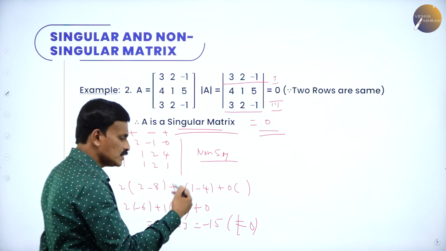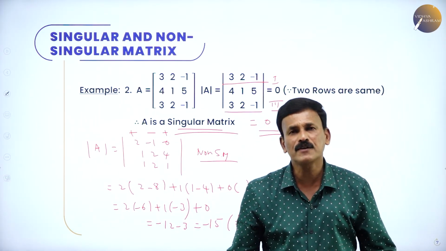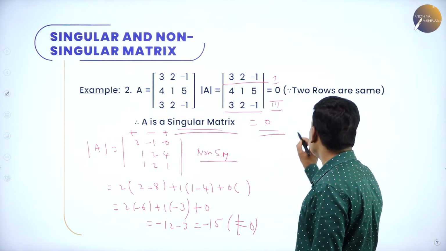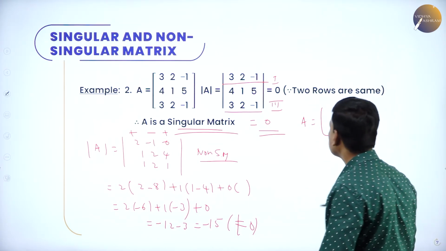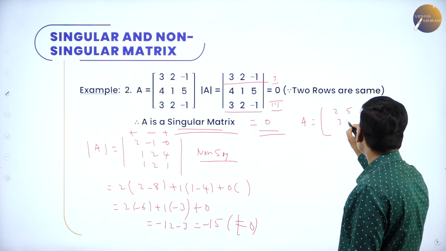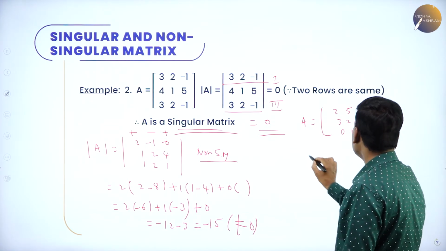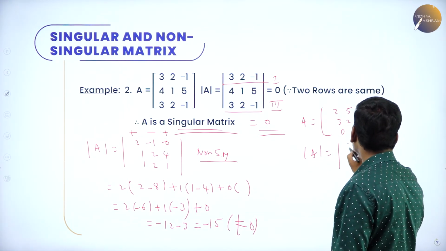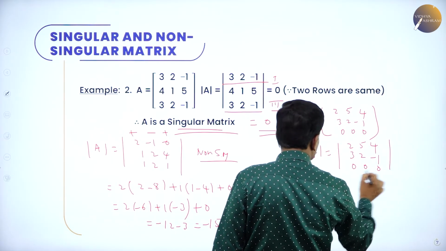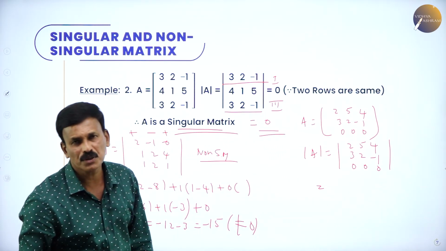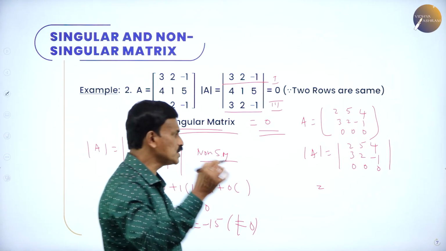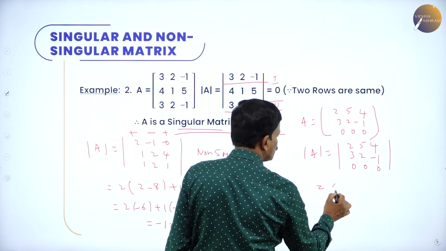Here, if the determinant is not equal to 0, then it is called a non-singular matrix. Suppose the determinant of the given matrix is 0, let us take this matrix. A is equal to 2, 5, 4, 3, 2, minus 1, 0, 0, 0. Then the determinant of this is determinant 2, 5, 4, 3, 2, minus 1, 0, 0, 0. We have studied the properties. According to properties, if all the elements in a row or column are zeros, then the value of a determinant is also equal to 0. Since all the elements in the third row are zeros, therefore this is equal to 0.